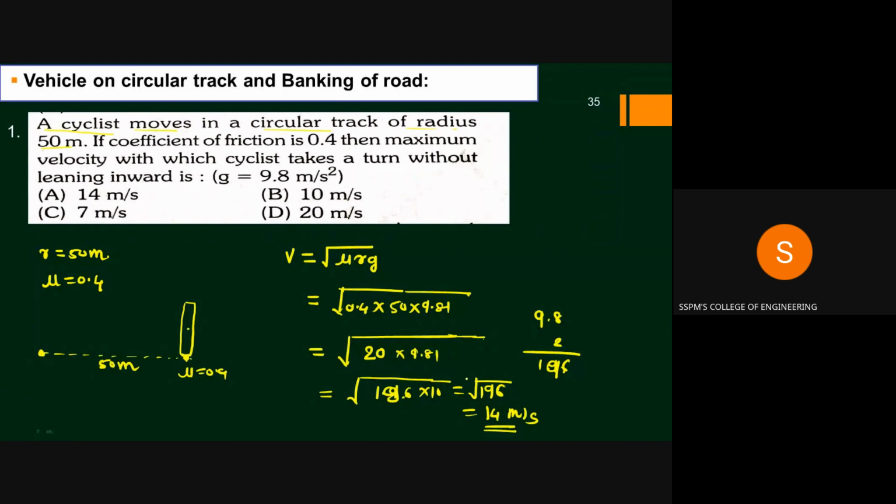Okay. So the velocity, that is the maximum velocity required so that the cyclist turns without leaning inward, is 14. So the correct answer is option A. The formula that we should use is V is equal to square root of mu R g. Okay, now the next problem.